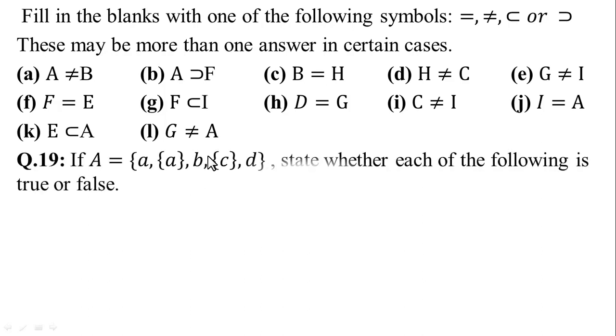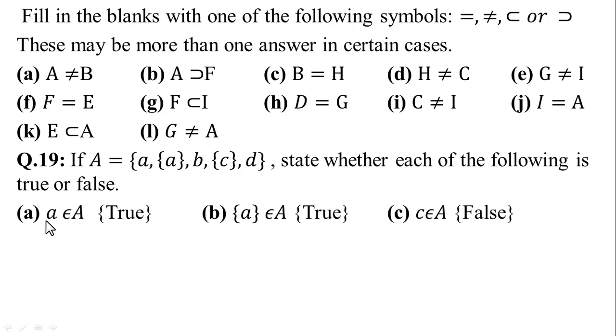Similarly, in question number 19, given the set A, whose elements are a, {a}, b, {c, d}. State whether each of the following statements is true or false. First of all, in part A, small a belongs to A, so this statement is true. In the next statement B, {a} belongs to A. This statement is also true because the set {a} belongs to A.